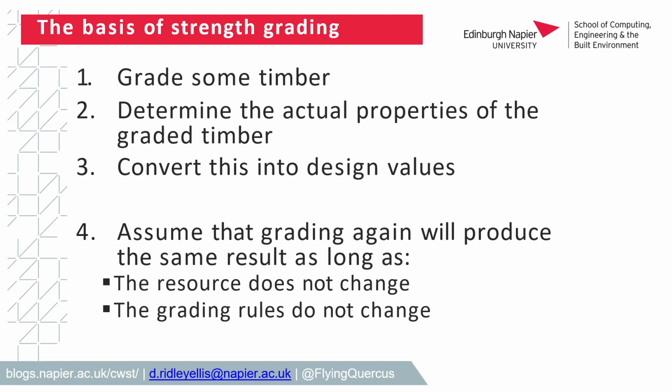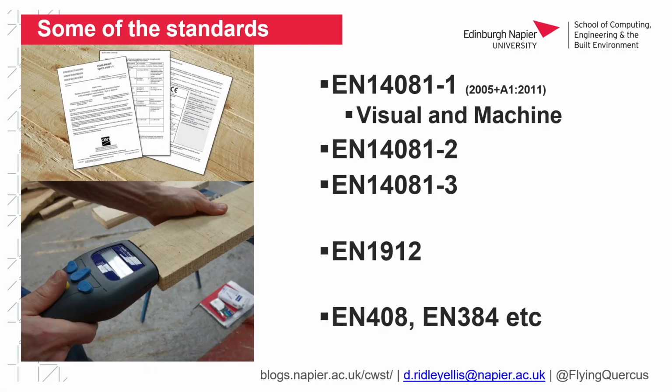Basis of strength grading: grade some timber, determine the actual properties of the graded timber, convert this into a design value, and assume that the grading will produce the same results as long as the resource does not change and the grading rules do not change. So if I give a batch of wood to you to grade, and then give the same batch to you to grade again, you should get the same results. The only thing varying is the individual bits of wood within that batch.